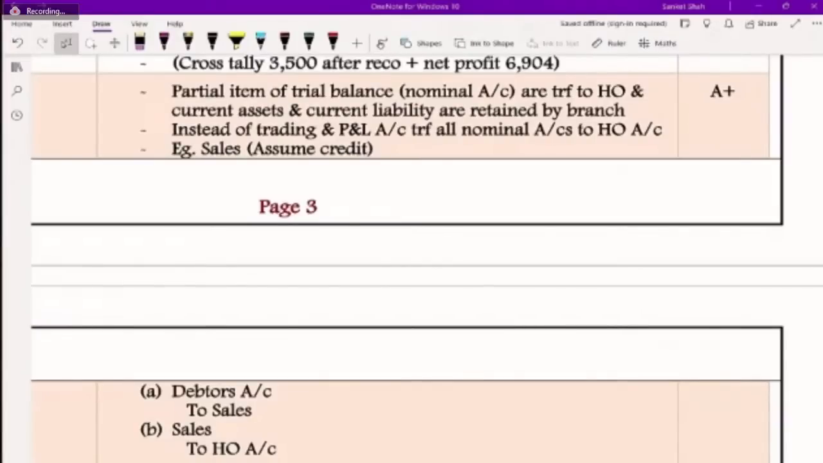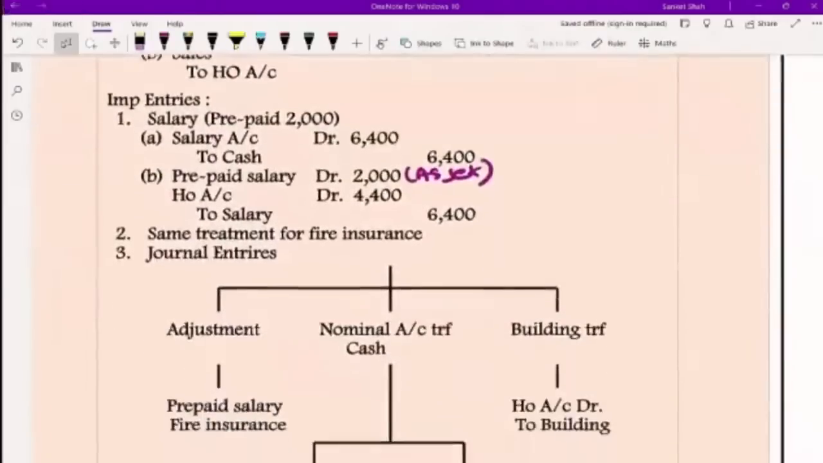Muhammad Farad is saying, sir, I got it very well. Thank you for giving me a smart technique for solving this question. Beta, it's my duty. Theek hai, 100% you should understand. And these are some important entries.